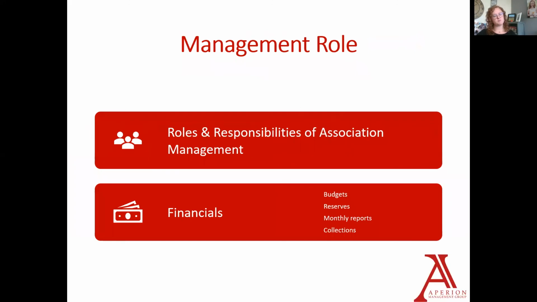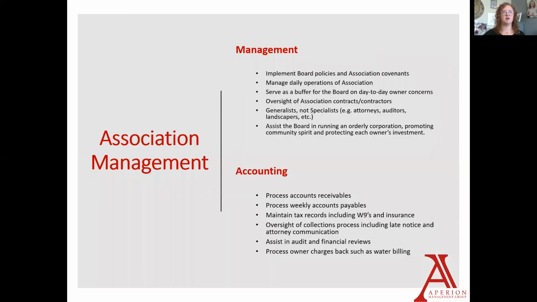So what are some of the roles and responsibilities? As your management company, what are we taking care of? What is our accounting taking care of? Most of that is divided between our accounting department and our management team. And so, as your manager, we are overseeing the policies adopted by your boards. That means we're implementing your budget. We're making sure those contracts are getting taken care of. We are overseeing the administrative side of that, serving as those buffers between the boards and owners.